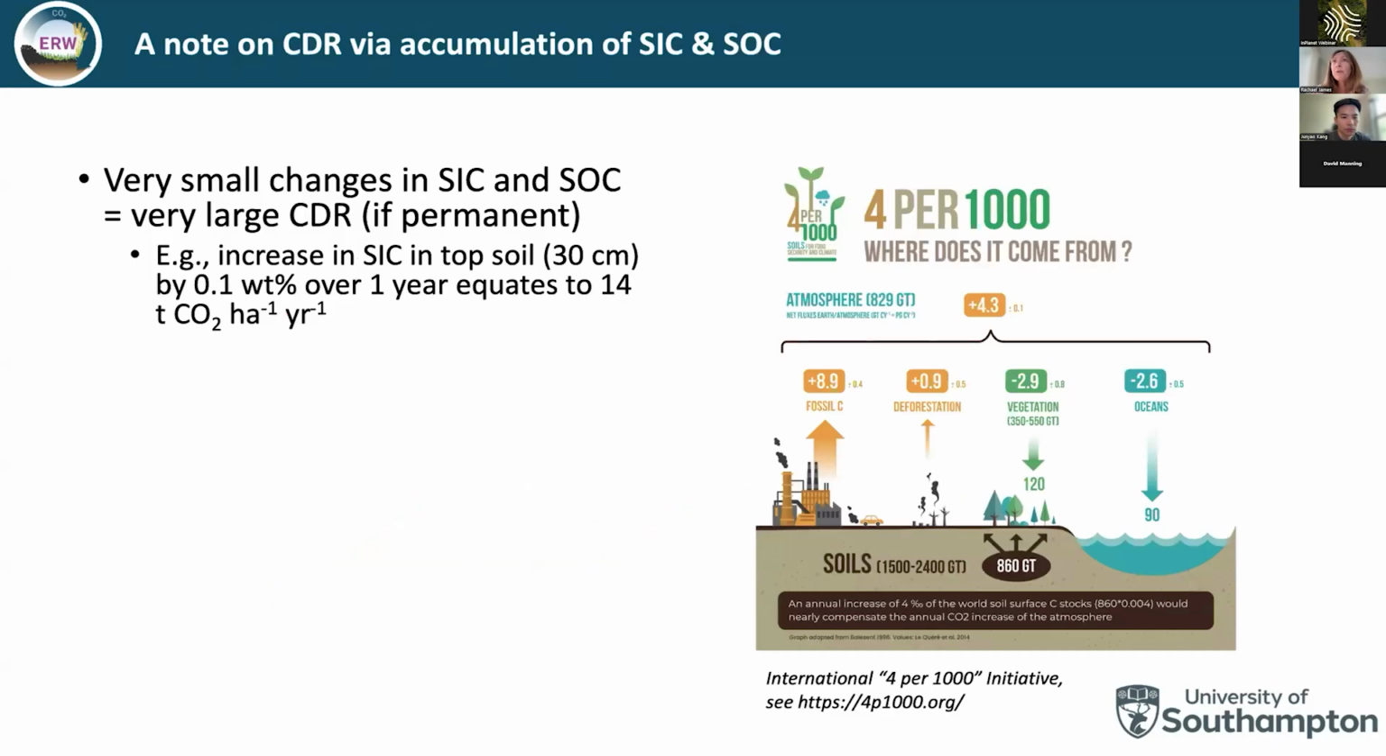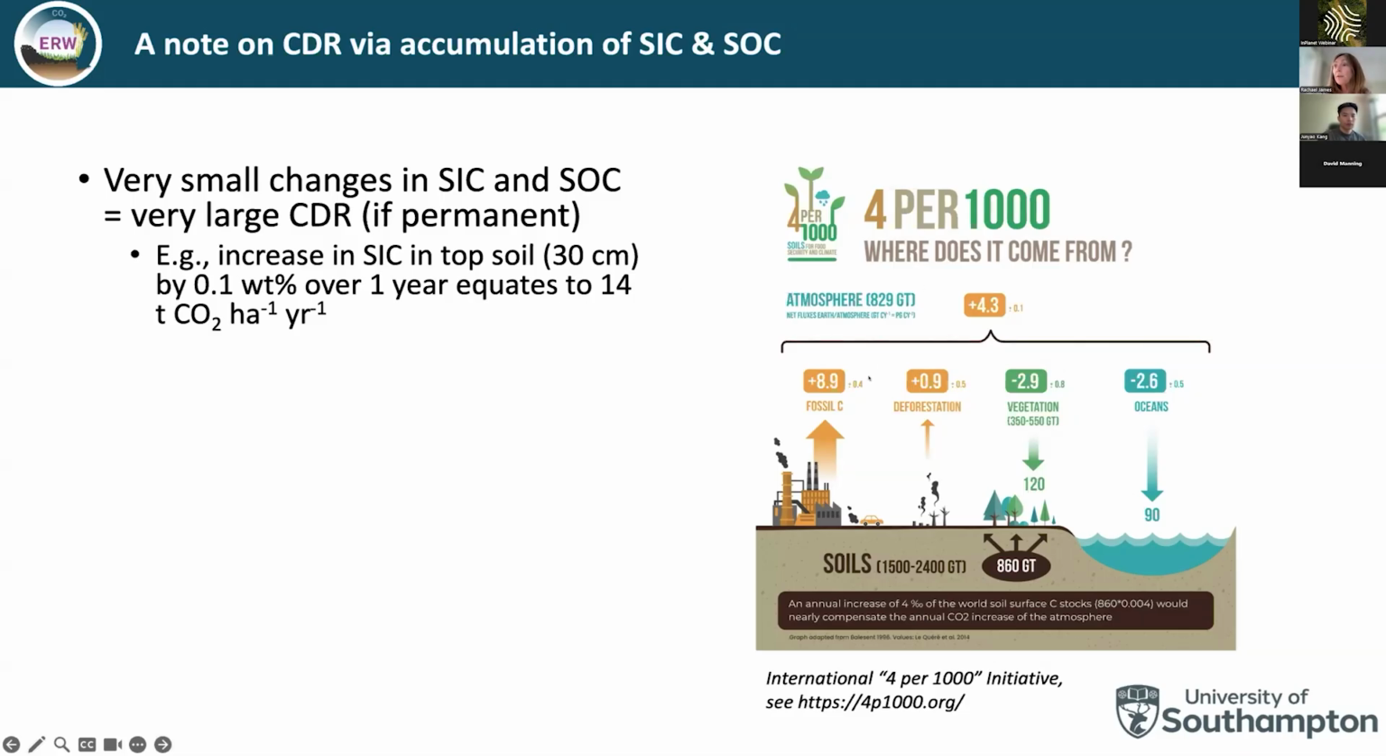I just wanted to briefly mention, and David spoke about this as well, carbon dioxide removal via accumulation of soil inorganic and organic carbon. I just wanted to make the point that very, very small changes in soil inorganic or organic carbon equate to very large carbon dioxide removal if that's permanent. So, for example, if the soil organic carbon content of topsoil increased by 0.1 weight% over 1 year, that's 14 tons of carbon dioxide per hectare per year. So that's very, very large.